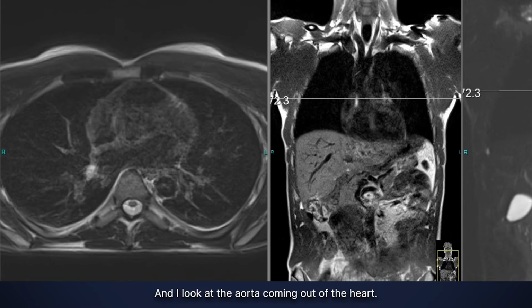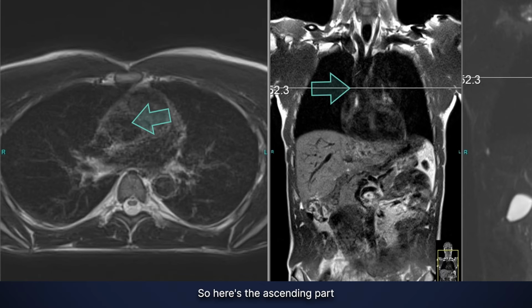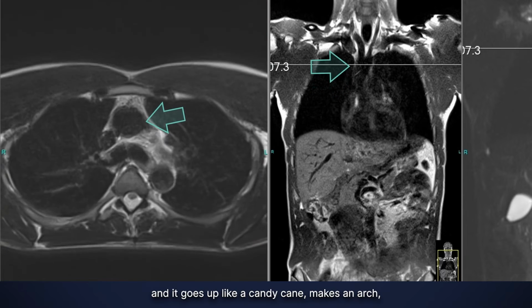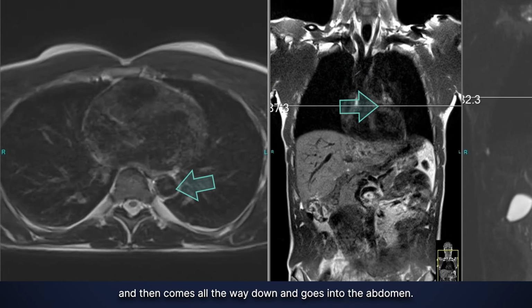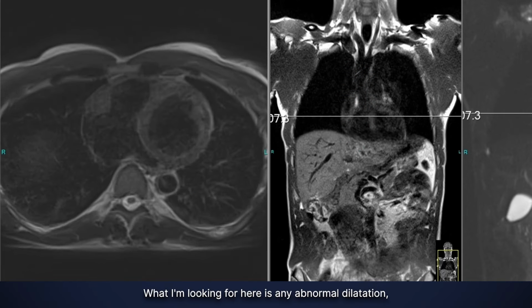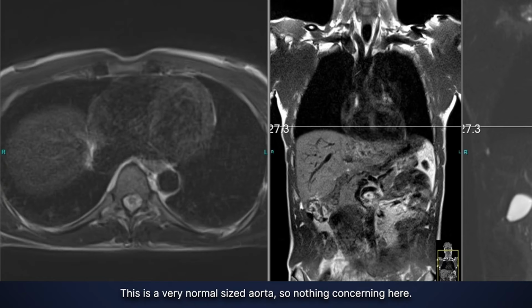Then I look at the aorta coming out of the heart. So here's the ascending part, and it goes up like a candy cane, makes an arch, and then comes all the way down and goes into the abdomen. What I'm looking for here is any abnormal dilatation, like an aortic aneurysm. I don't see any aneurysm here. This is a very normal sized aorta, so nothing concerning here.